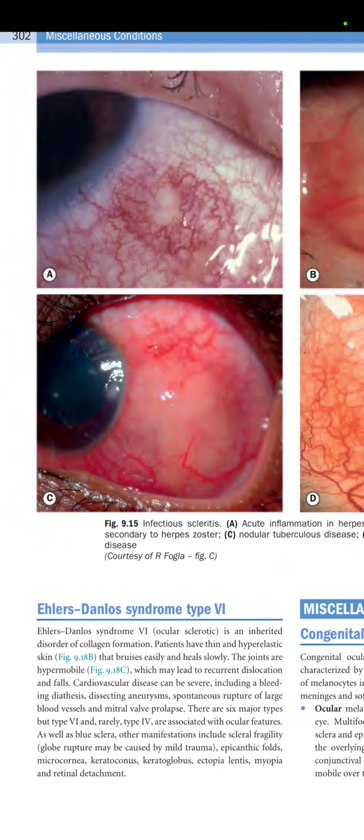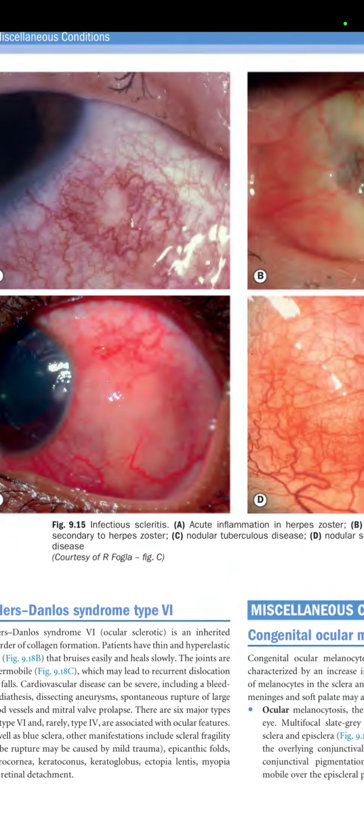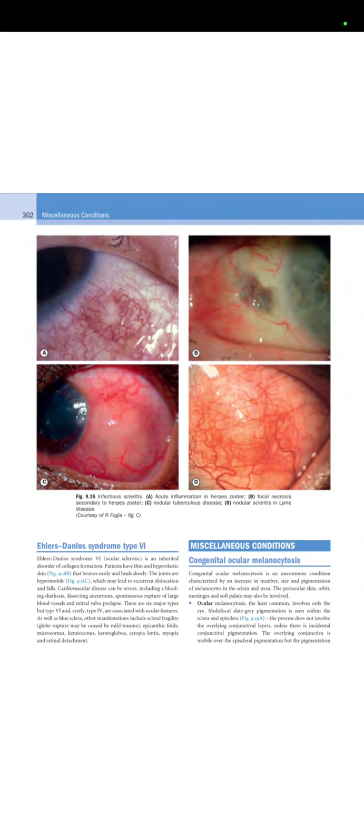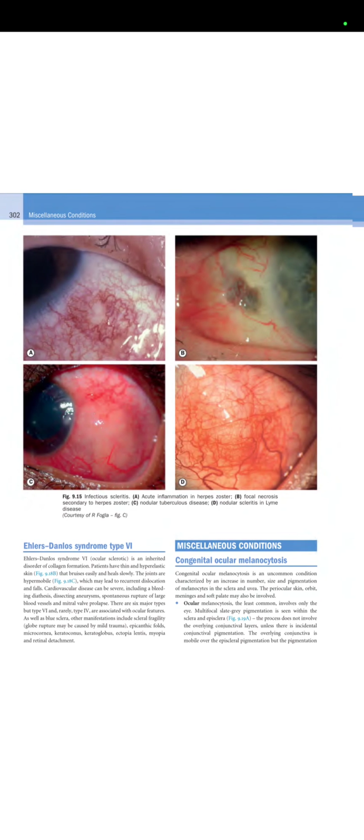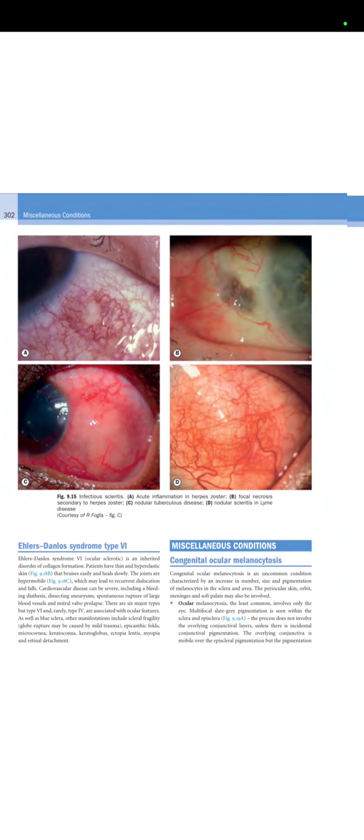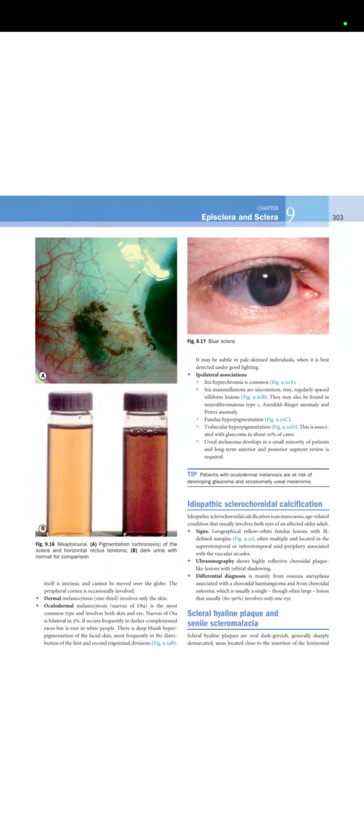There are 6 major types, but type 6 and rarely type 4 are associated with ocular features. As well as blue sclera, other manifestations include scleral fragility, globe rupture that may be caused by mild trauma, epicanthal folds, microcornea, keratoconus, keratoglobus, ectopia lentis, myopia, and retinal detachment. So in these cases, basically there is a collagen formation deficiency, and that is why everything is becoming long and thin.